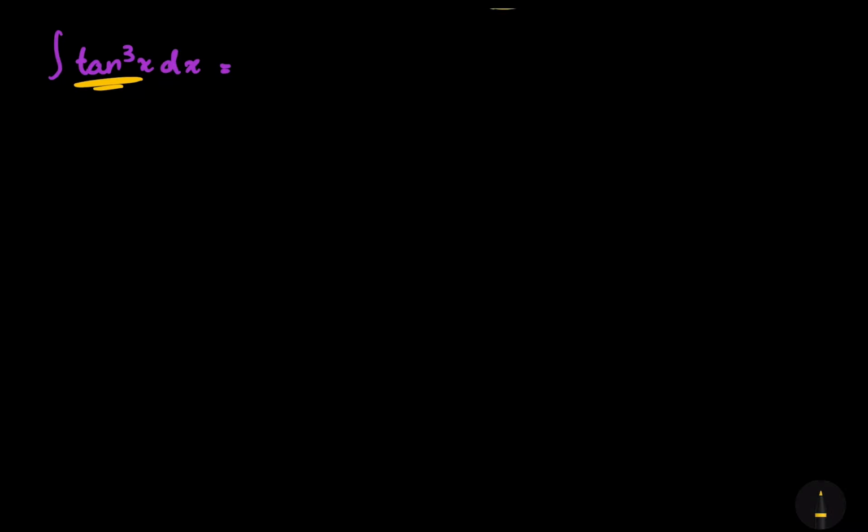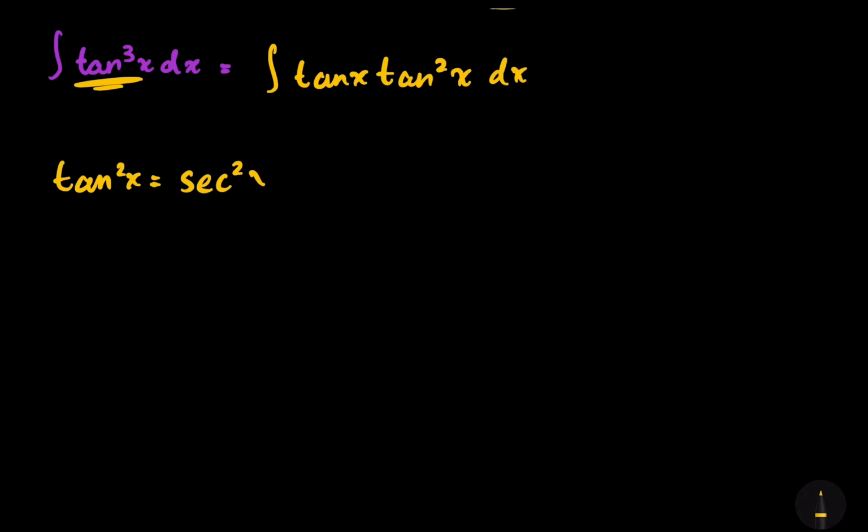And so first of all, we know that there are some identities involving maybe tangent squared of x. And with that in mind, we can just break this down into the product of tangent of x and tangent squared of x, right, just by exponent rules, dx. And so then we can work here with tangent squared of x, because there isn't really much involving tangent of x. Tangent squared of x, we know that's just going to be equal to secant squared of x minus 1.